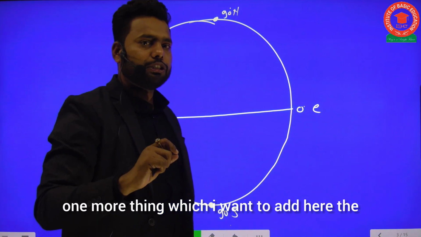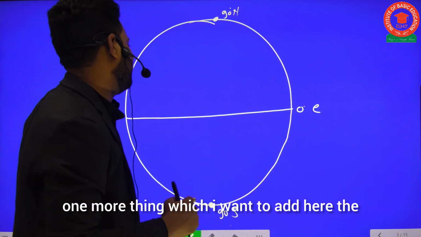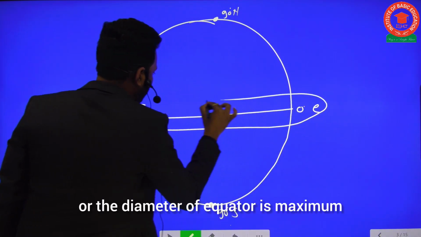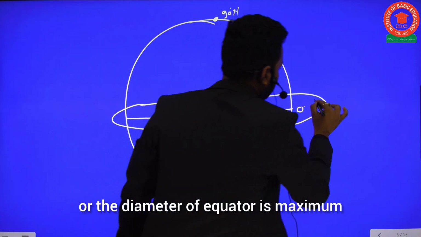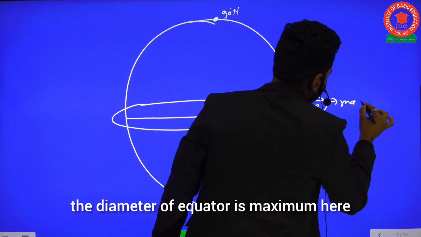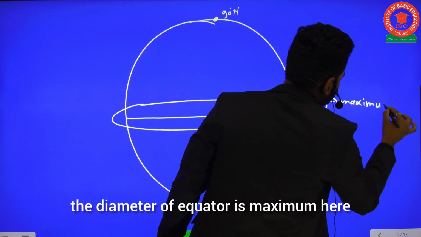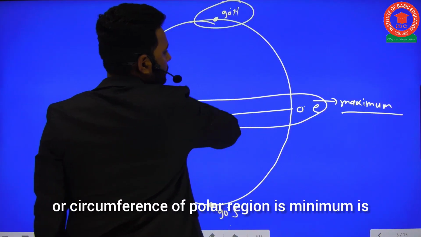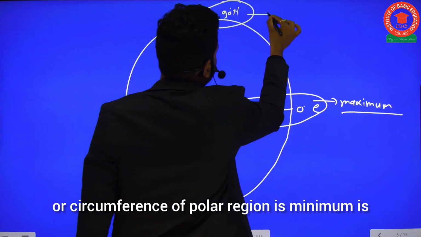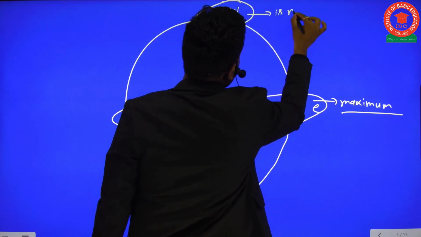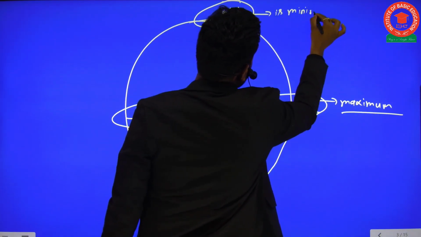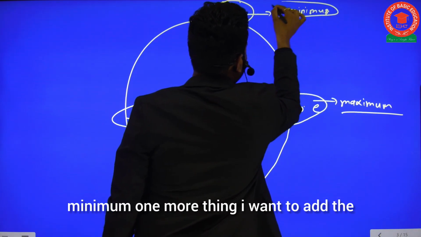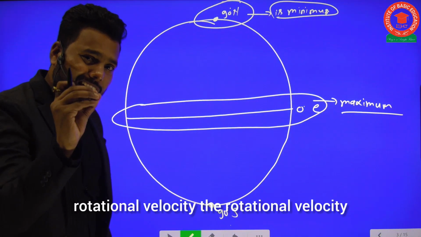One more thing which I want to add here, the circumference or the diameter of the equator is maximum. The diameter of the equator is maximum here, and the diameter or circumference of the polar region is minimum.